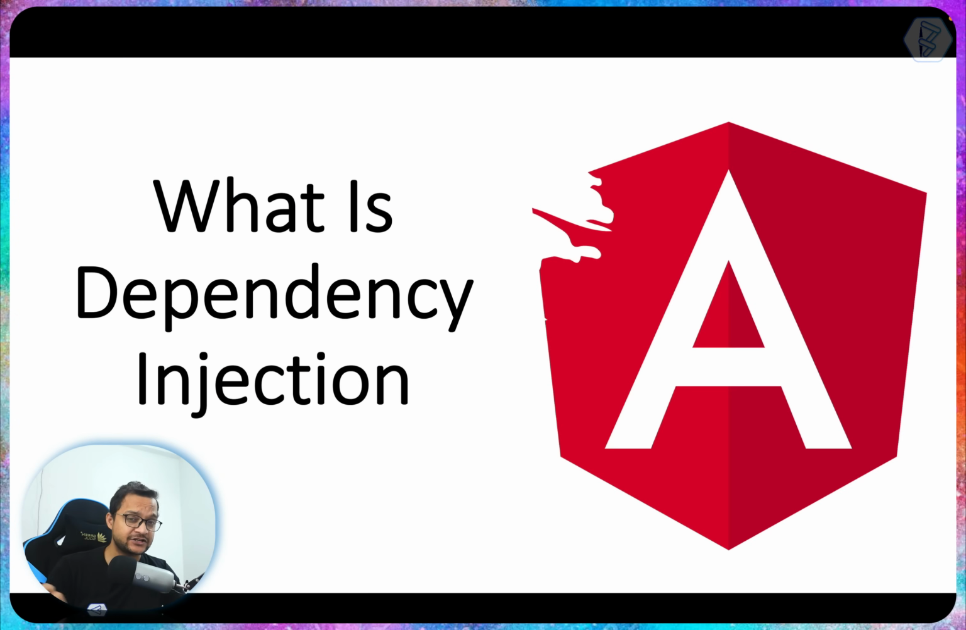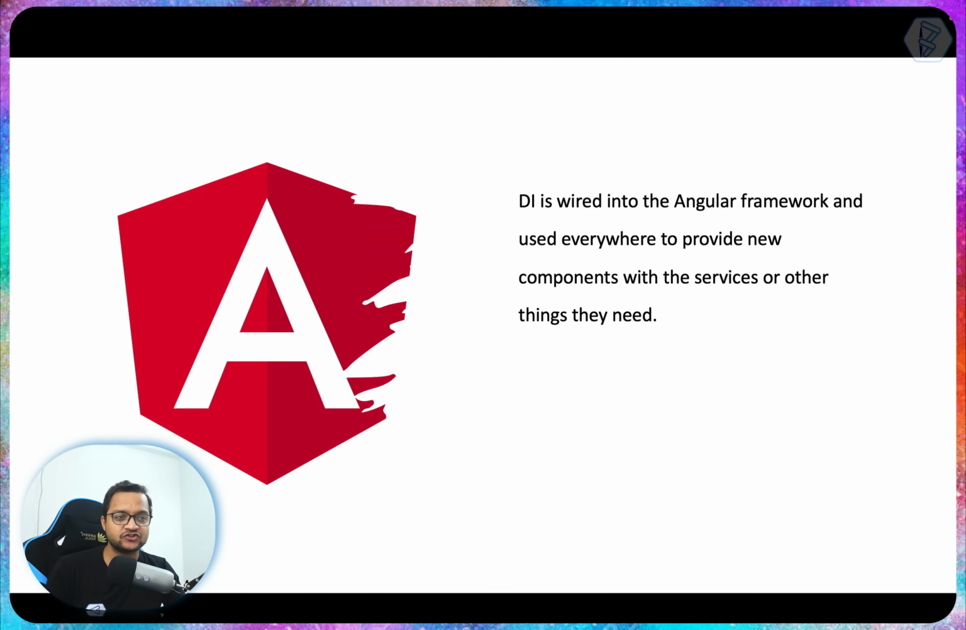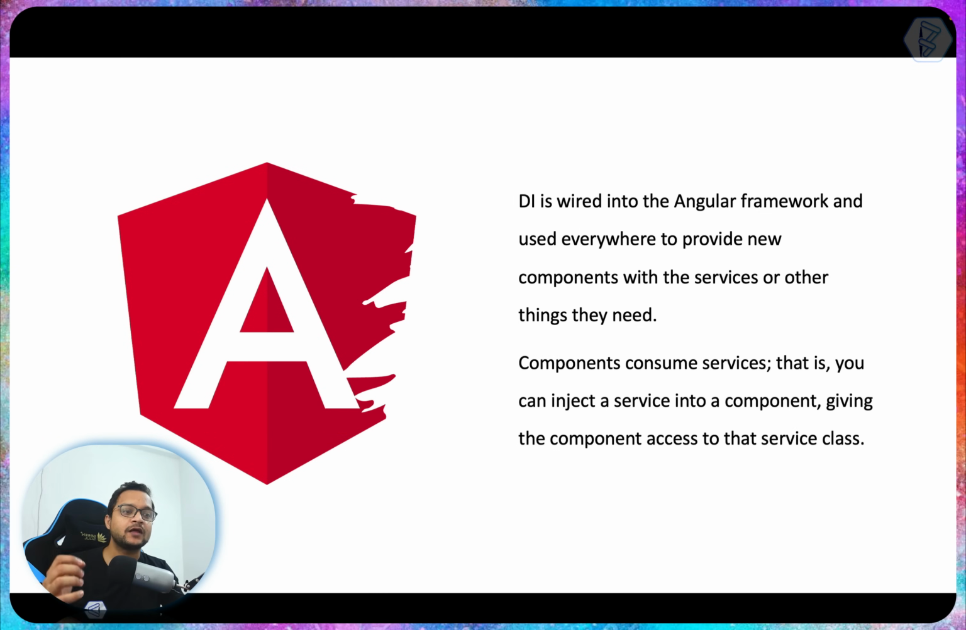What is dependency injection in Angular? Okay, so in Angular, dependency injection, in short called DI, is wired into the Angular framework and used everywhere to provide new components with a service or other things they need. So the component needs something like a service, and dependency injection is the way to provide it. Okay, a component consumes the service, that is, you can inject a service into a component, and this injecting thing is called dependency injection, giving the component access to the service class. Okay, so this is just the definition.